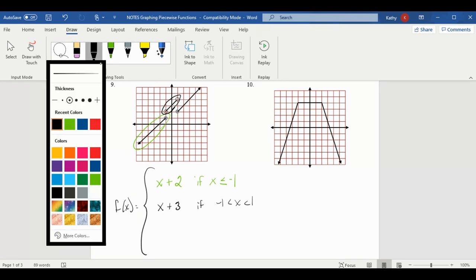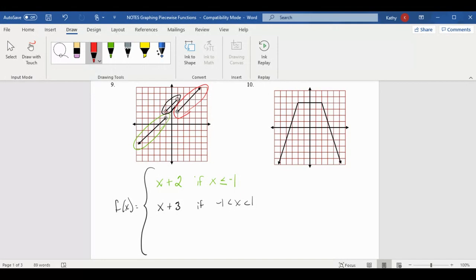Last but not least, we have our piece on the right. Slope also 1. Y-intercept, if we go back a little bit, you'll see the y-intercept is at +1. And this is when x is greater than or equal to +1. Okay, so those are our equations with the specific domain values. I'm going to make that smaller.